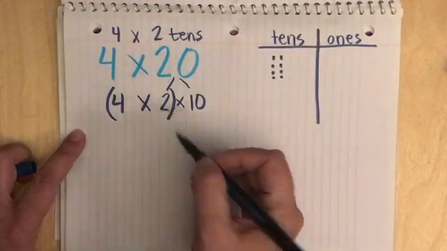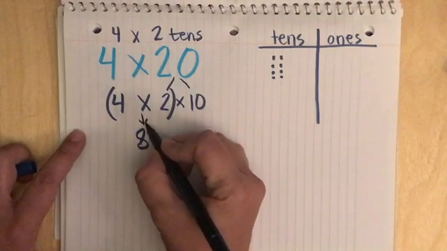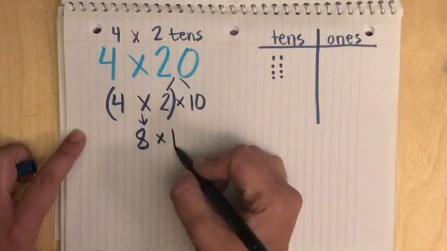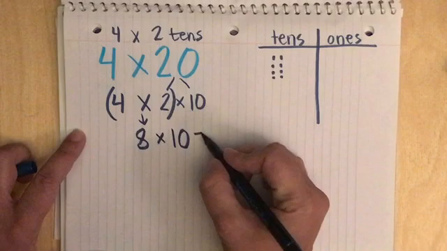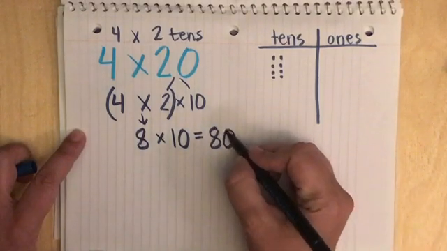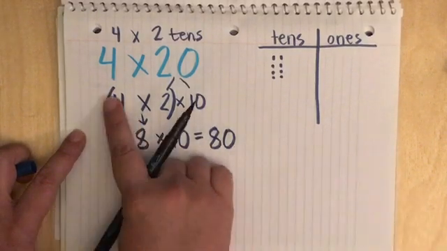So we had 4 times 2, which was 8. So 4 times 2 is 8. And then we multiplied that by 10. So 8 times 10 is 80. Pretty cool. All right, so we're going to be doing this today.